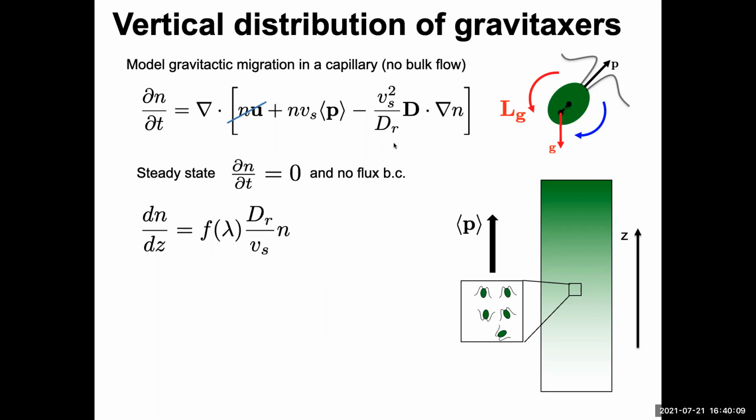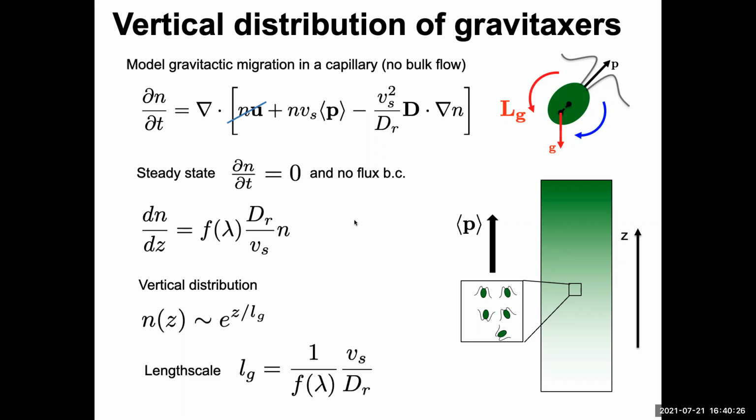So if you do that, you just end up with this differential equation. And if you solve that, you have a vertical distribution, which is just an exponential. And the exponential has a characteristic length scale, which depends on the ratio of the swimming speed to the rotational diffusivity and a function of this bias parameter lambda. So this is like a sort of inverse atmosphere. You know, the atmosphere has an exponential distribution, and this Chlamydomonas is upside down. It's more concentrated at the top.